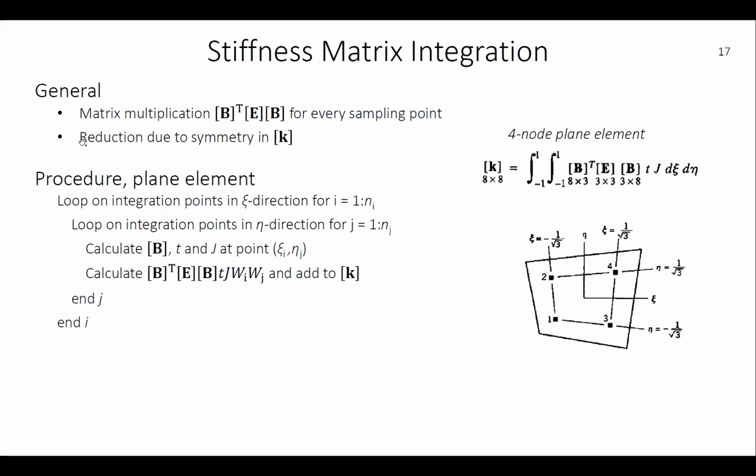But this could be reduced due to the symmetry in the K matrix. It's typically very narrow banded, so you don't have any strong correlation between, say, node point 1 and node point 4. So it's a very diagonal matrix. So the procedure will be effectively, in this 2-dimensional element, 2 main loops, where you loop over the integration points in the xi direction and in the eta direction.